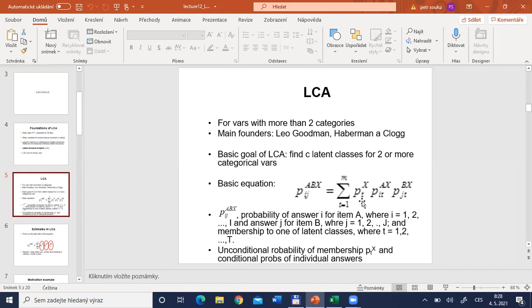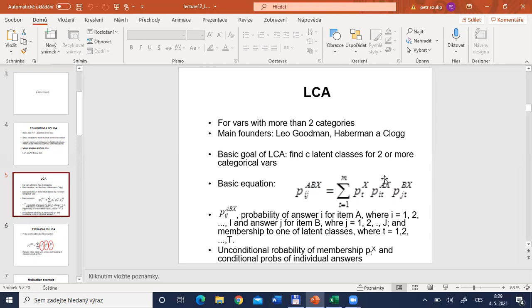individual classes. So you take these unconditional probabilities, these class sizes, let's call it like this, and then two conditional probabilities. This is the conditional probability that I would respond to item A, so the first question, by I, given that I am from some latent class. And the second conditional probability is that I respond to item B with possibility J if I am from the same latent class. So if I compute all these together and sum up over all latent classes, I would get the so-called joint probabilities. So that's the basic equation.